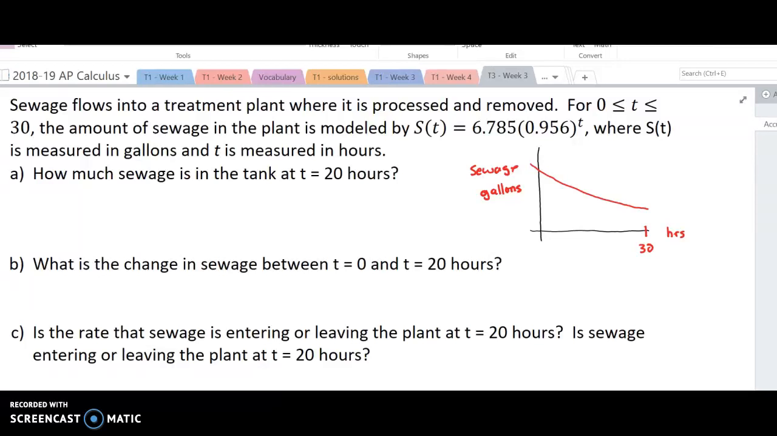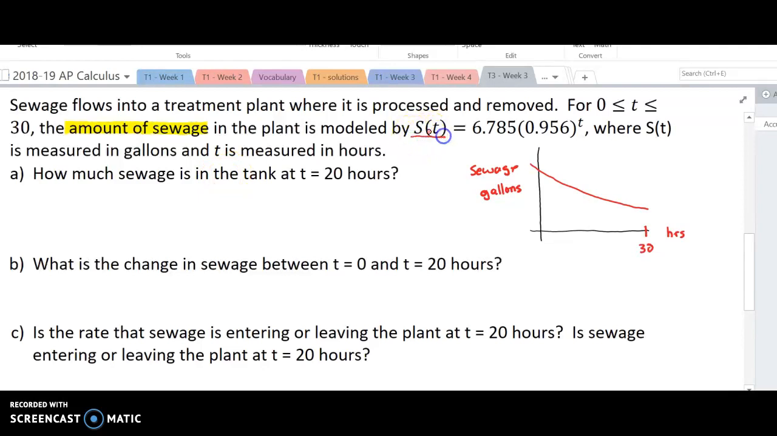Take a minute to read this problem. Notice the amount of sewage. So this is not a rate, this is an amount. Therefore, to tackle the first question, how much sewage is in the tank?